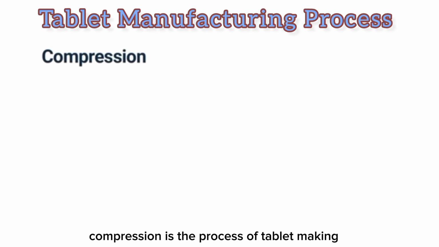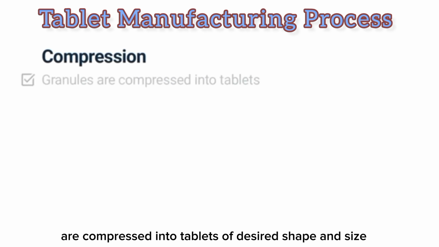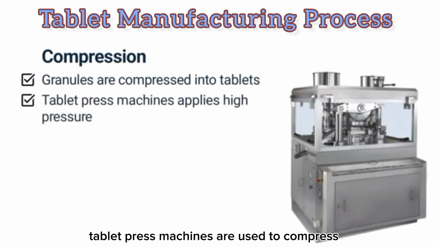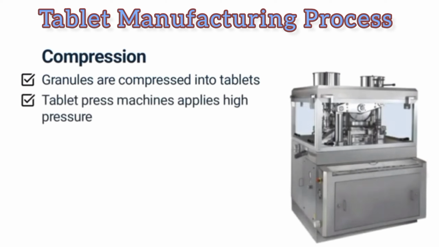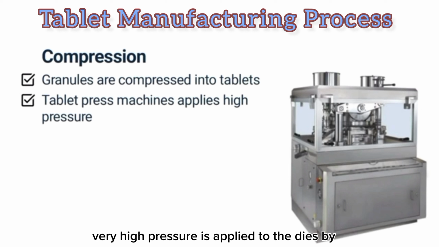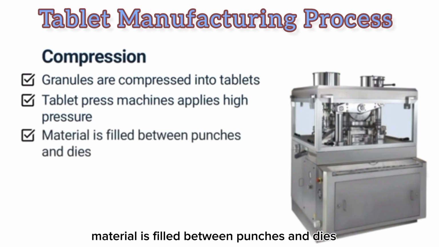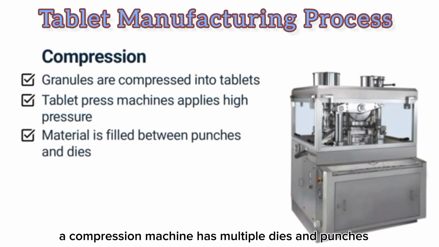Compression is the process of tablet making. Here granules are compressed into tablets of desired shape and size. Tablet press machines are used to compress the granules into tablets. Very high pressure is applied to the dies by the punchers. Material is filled between punchers and dies. A compression machine has multiple dies and punchers.